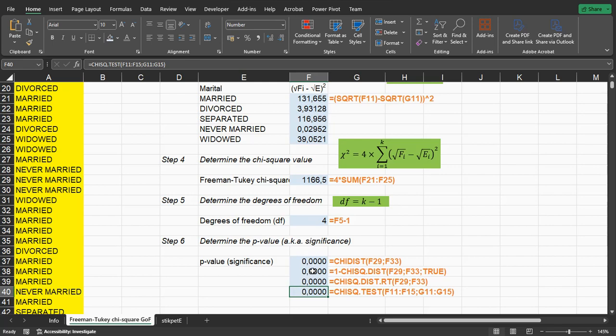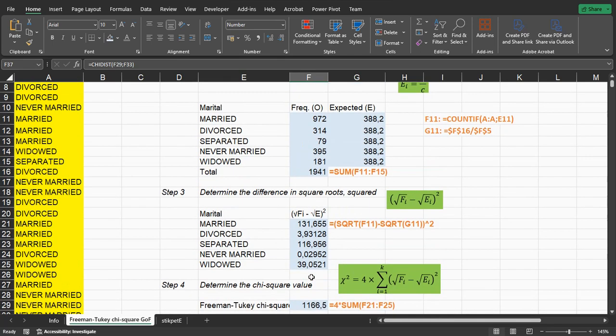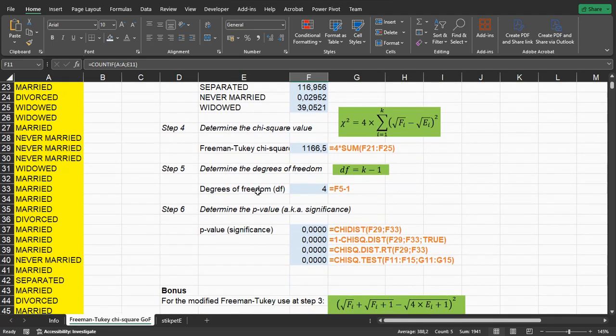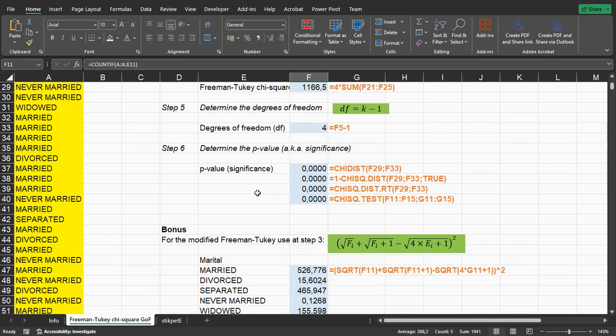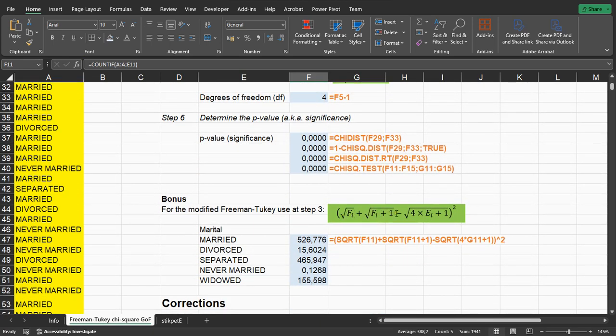Usually we would reject the null hypothesis if this is below 0.05, that's the usual threshold. So in this case it's far below that, so in the population most likely these are indeed not chosen equally often. There is a modified version of this test which uses, as you can see, a slightly different formula.